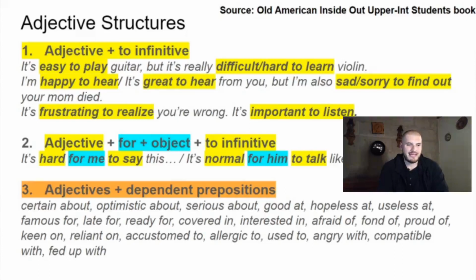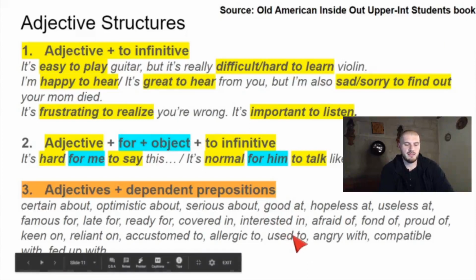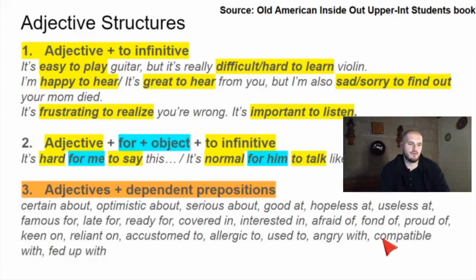Famous for something, late for whatever, late for work, ready for something, covered in chocolate, interested in science, afraid of the dark, fond of cats, proud of myself, keen on sports, reliant on my wife, accustomed to sleeping early, allergic to cats, used to hard work. In this case, used to means like familiarizado con, not to be confused with solía, okay? Angry with, estoy enojado contigo, angry with you, compatible with, and fed up with, okay? Fed up with is like frustrado con.